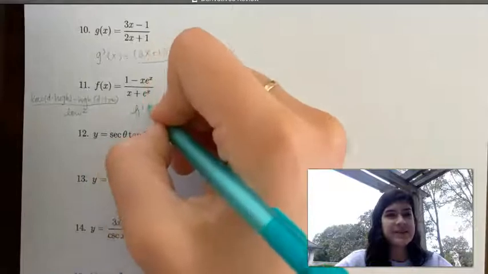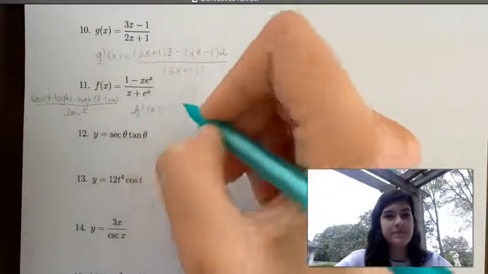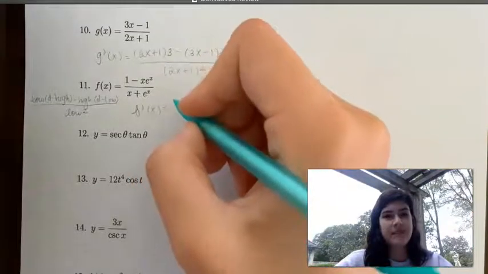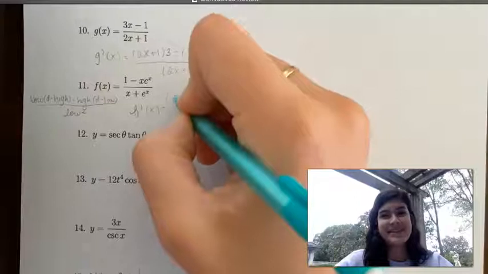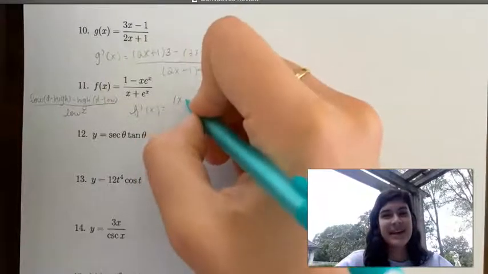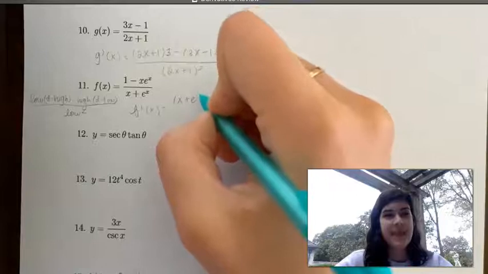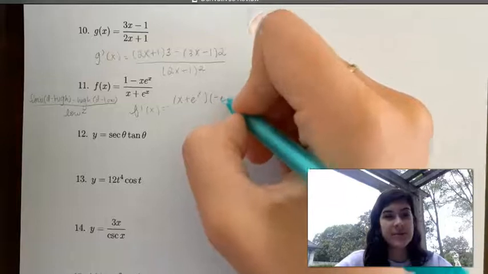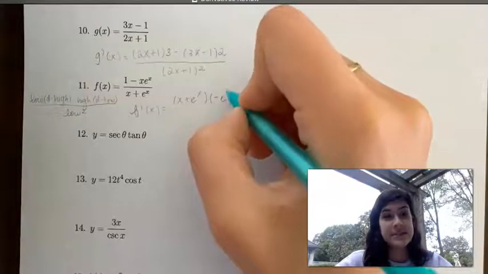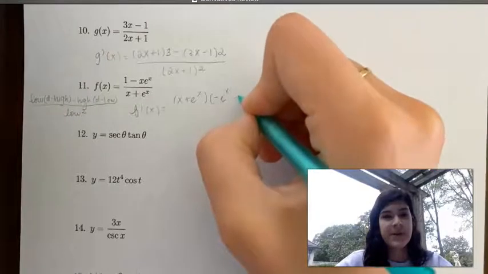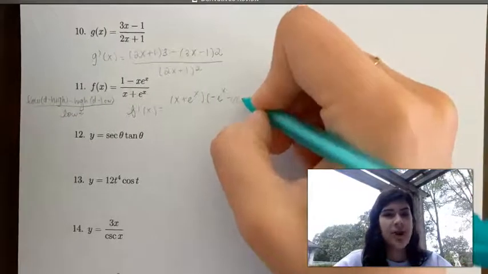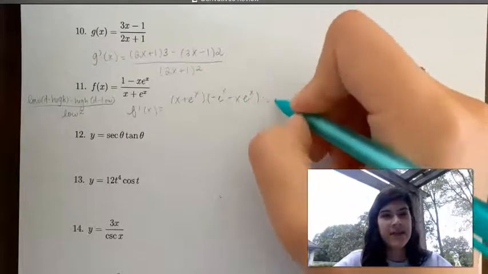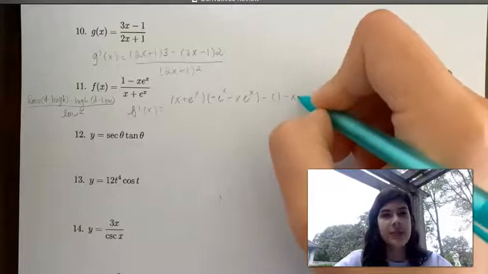So on this one, we're going to write out the bottom. I was really thinking about this one. x plus e to the x. And then to take the derivative of this one, we're going to have to use the product rule because it's a little confusing. So remember, it might be helpful to stop and rewrite this as -1 times e to the x minus x times e to the x, but I just skipped that step.